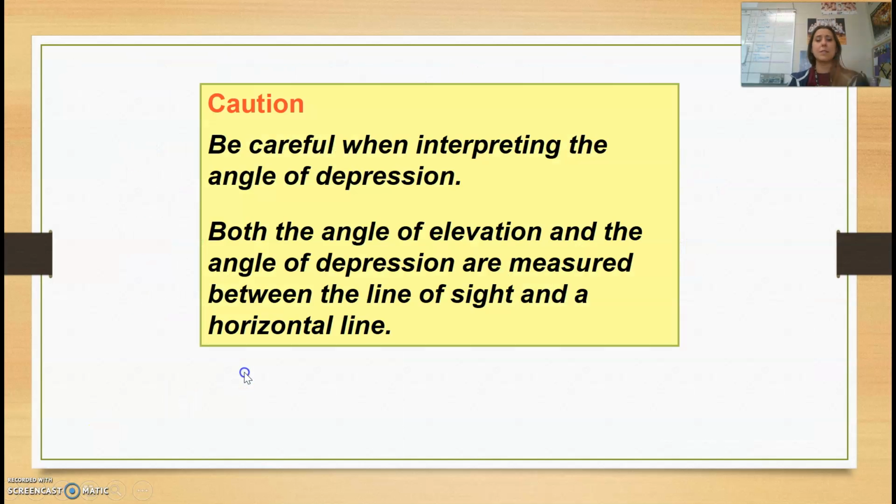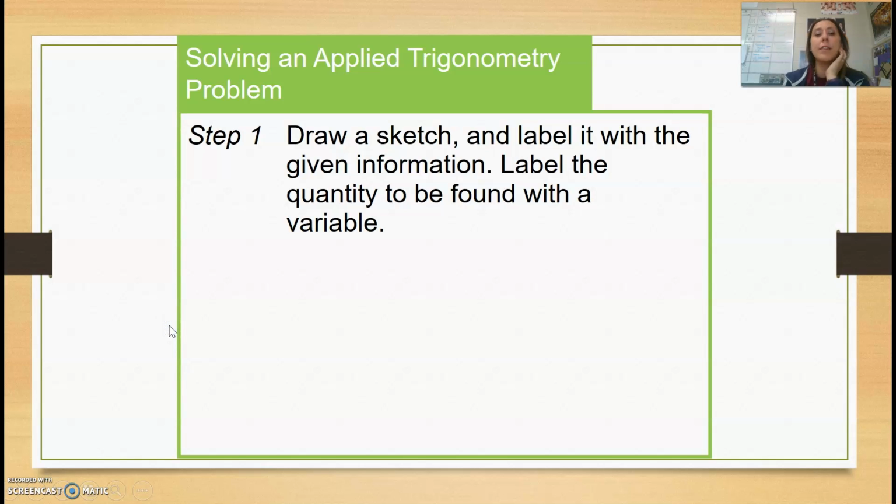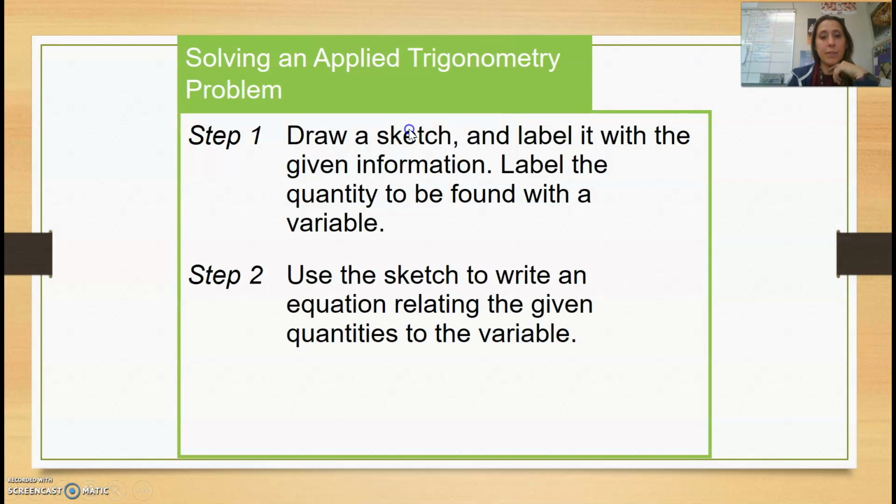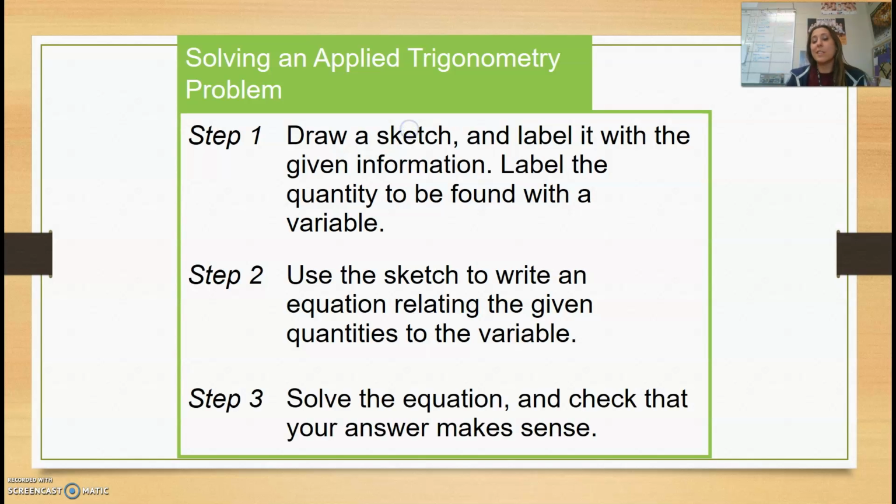Okay, so then this is one of those things. This is what I was just talking about. This is how we're going to solve our word problems. Step one, we're going to draw a sketch and label all of our givens. This is actually a good step one for any kind of solving. Then we're going to use that sketch to create equations to solve. And then we're going to solve and make sure our answers make sense in context.